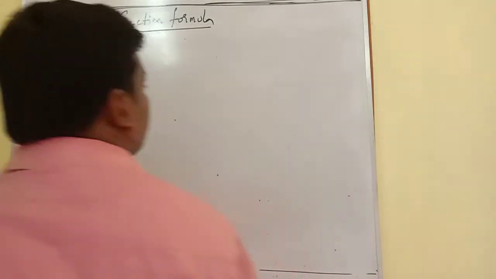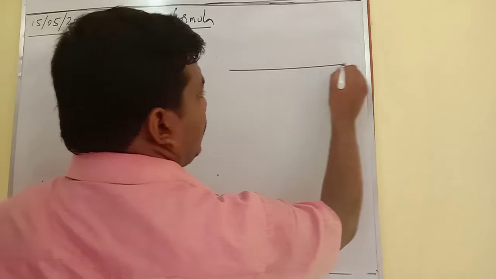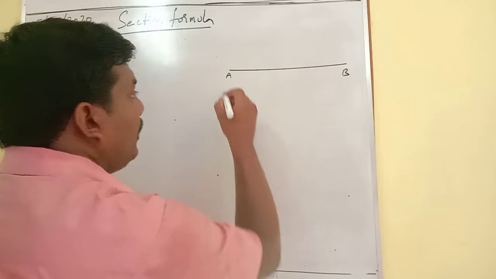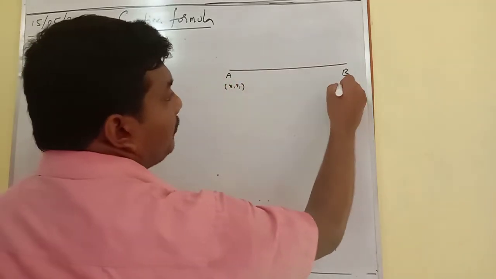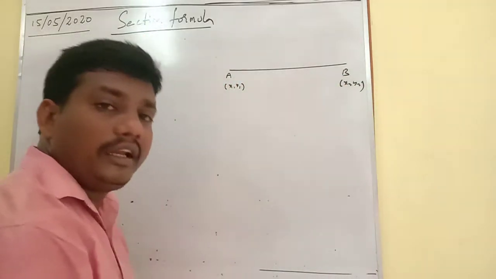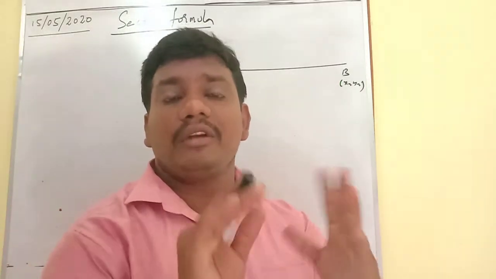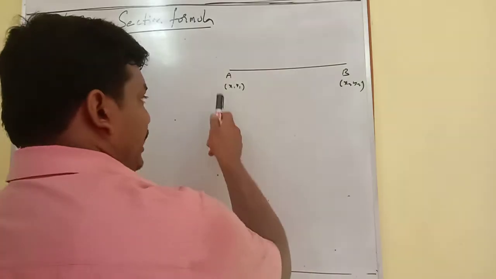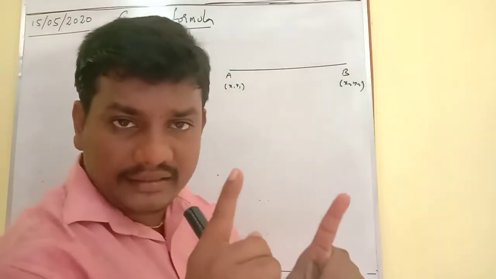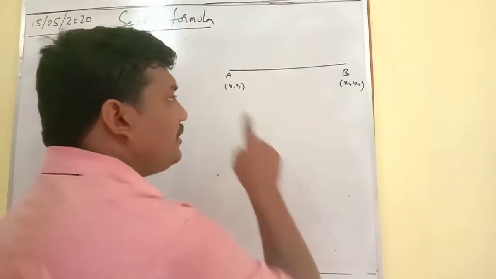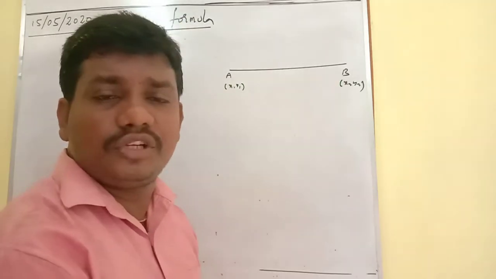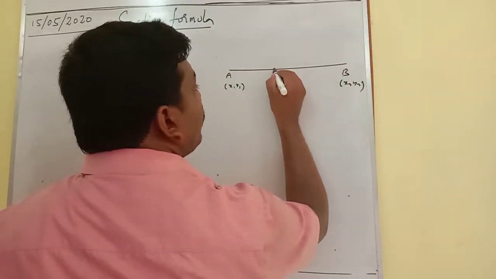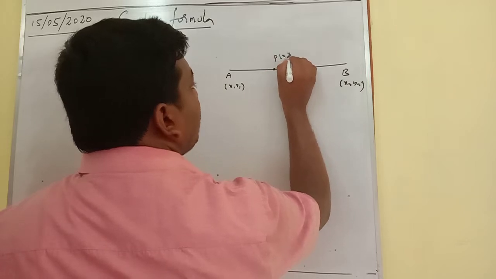points. So let me consider A and B as line segment joining points A (x1, y1) and B (x2, y2). We know that in coordinate geometry every point is two-dimensional. One is the x value, another is the y value. So now we are going to section. To divide the line segment into two parts, we are going to consider a point P (x, y).